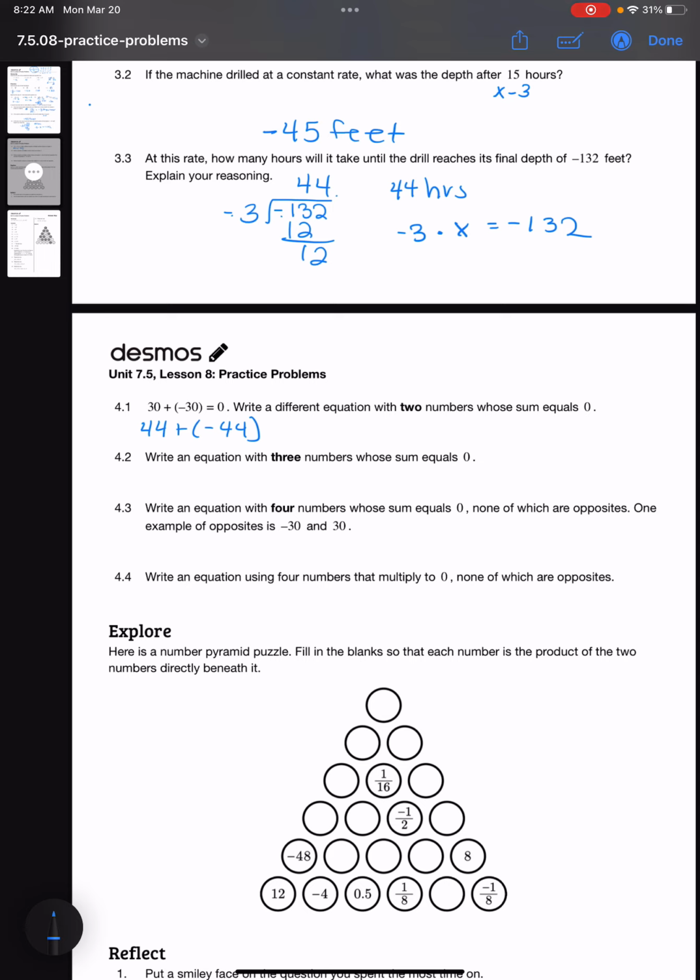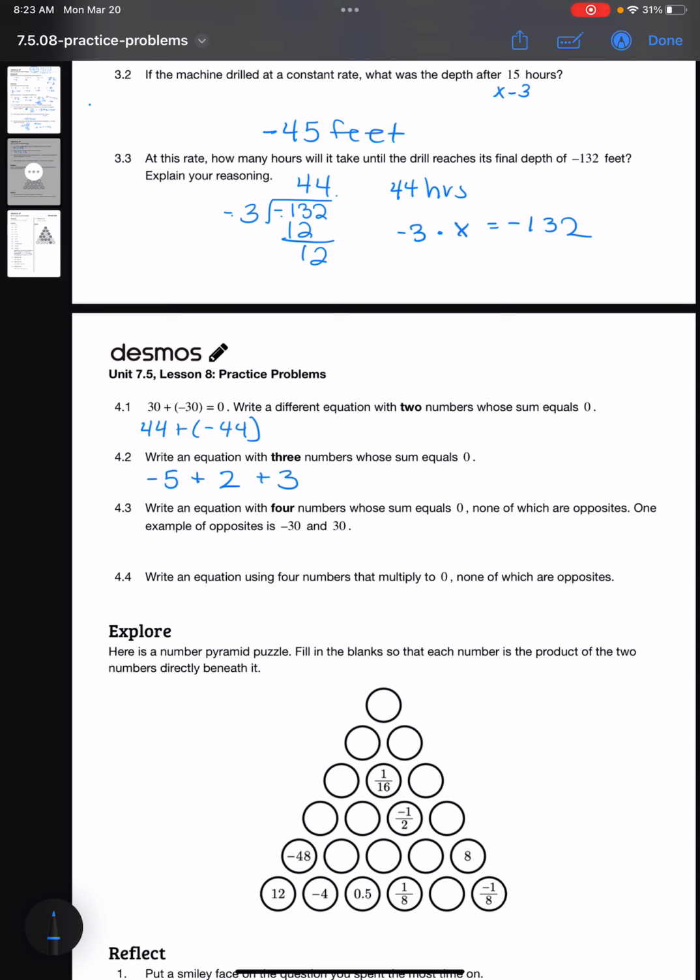Write an equation with three numbers whose sum equals 0. You could do -5 plus 2 plus 3. Again, there's an infinite amount of answers here. Write an equation with four numbers whose sum equals 0, none of which are opposites. One example of opposites is -30 and +30.